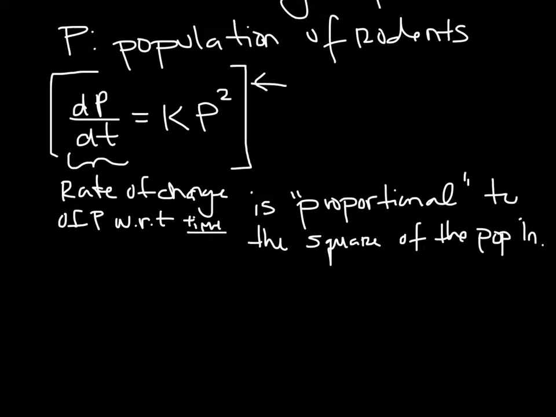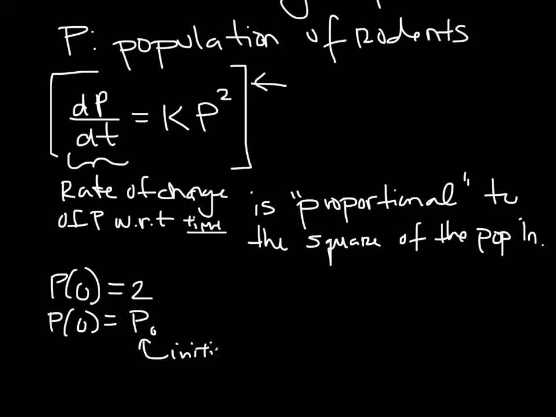And let's see, we have an initial condition. What else is given? We have P of 0 equals 2. So this is our initial value. Really, P of 0 equals P naught, so our 2 is P naught. This is our initial value or starting point.